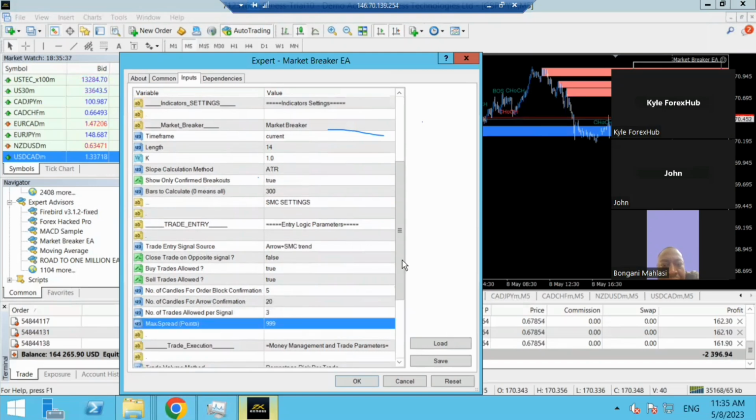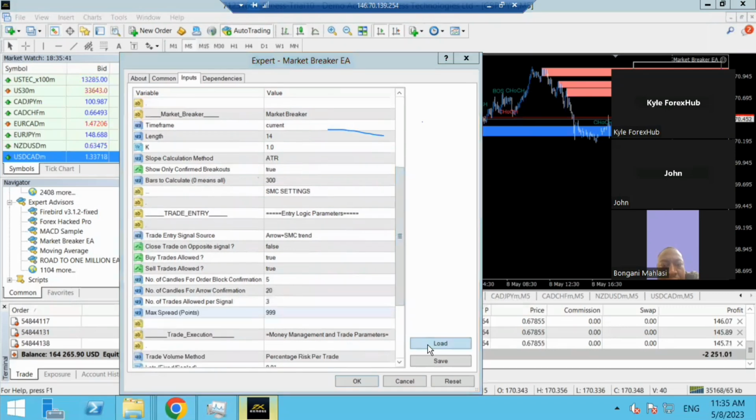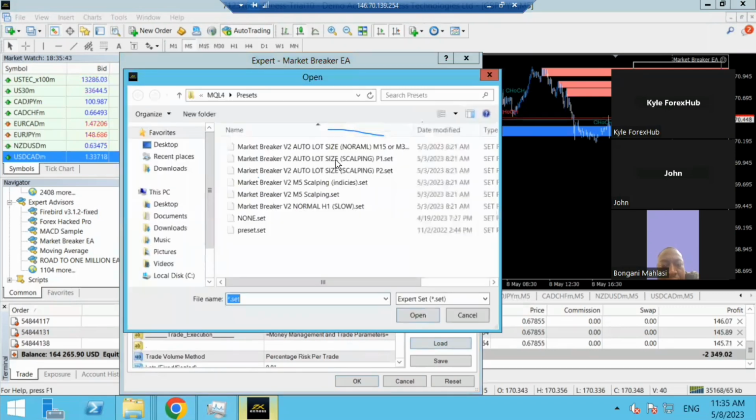And now for the preset that I'm using, it's this one over here. It's called Market Breaker V2 Auto Lot Size Scalping P1. Of course, I'm about to send an updated one, which is V3. Also, the reason why I'm sending an updated version is that I saw a lot of cracked versions of the Market Breaker EA sent around the group.